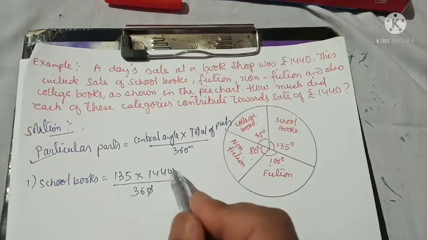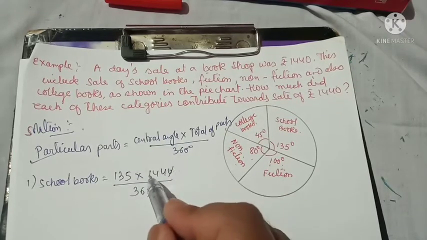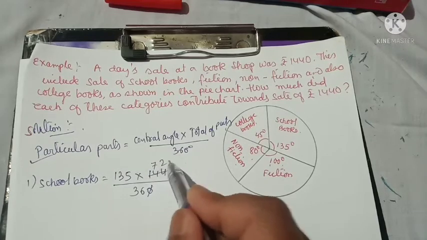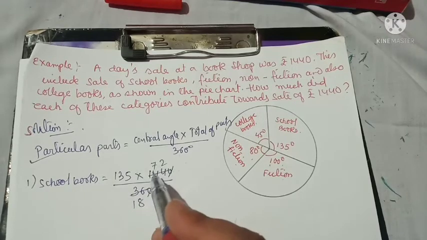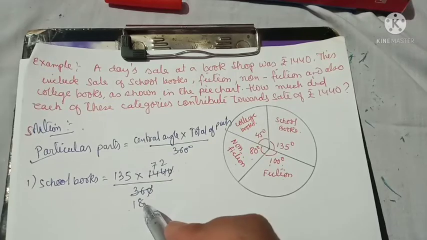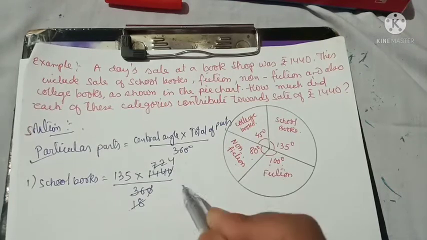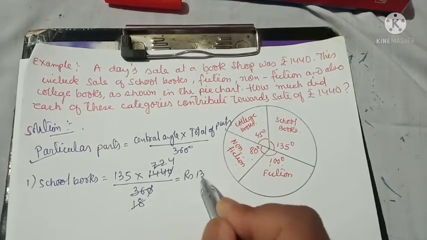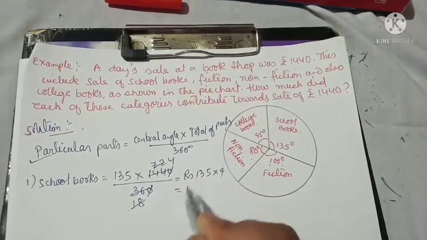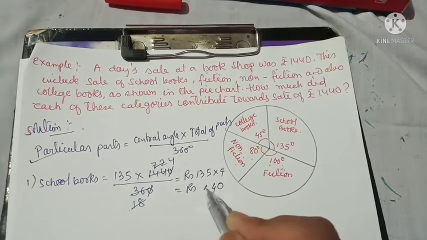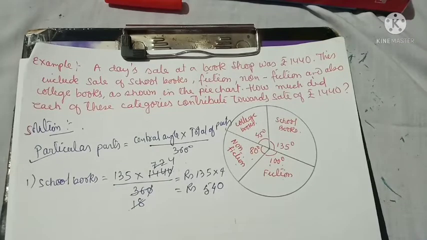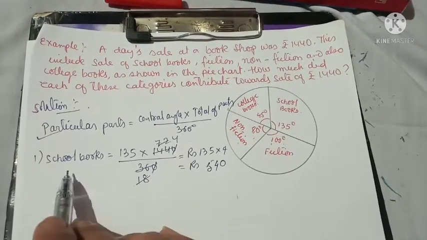Now you got this 2 and 7 2. This will be 18. Then this will come to 4. Yes, 4 rupees. 135 into 4, rupees 540 is the part of the school book.